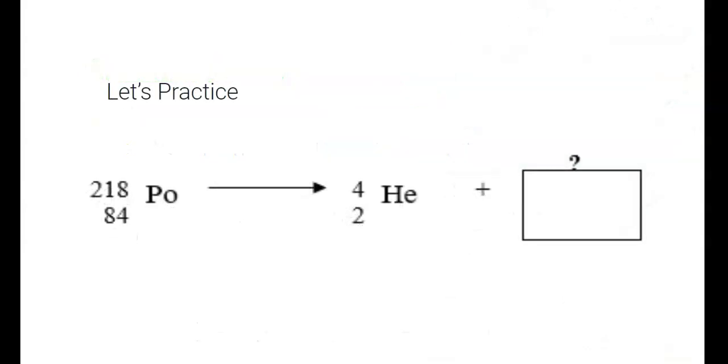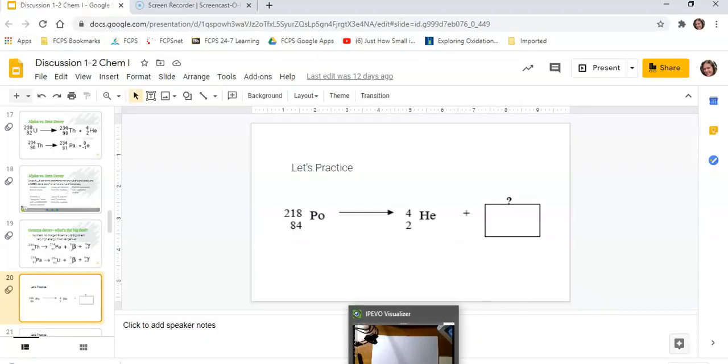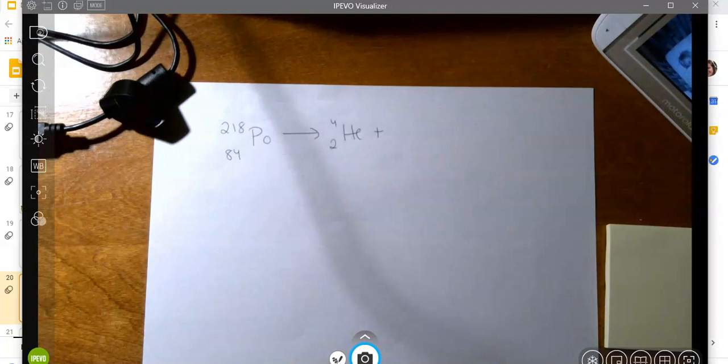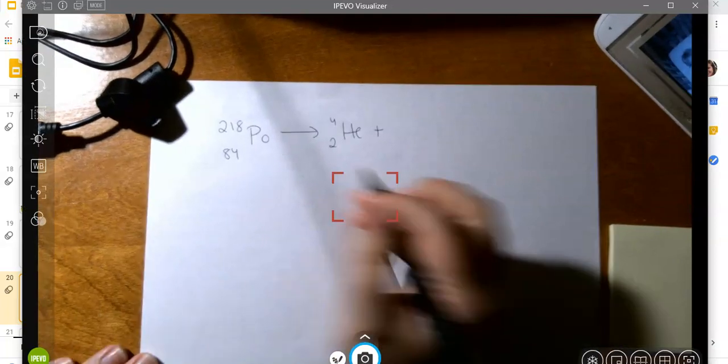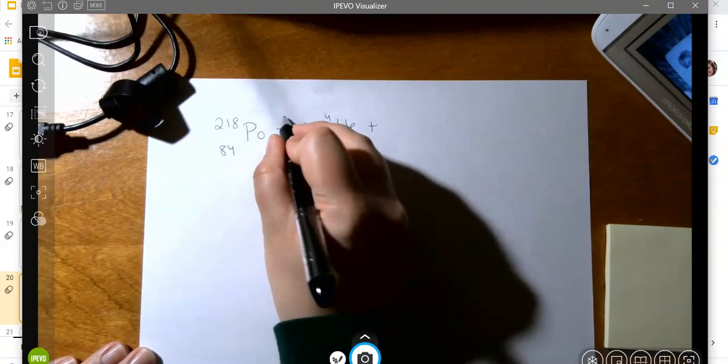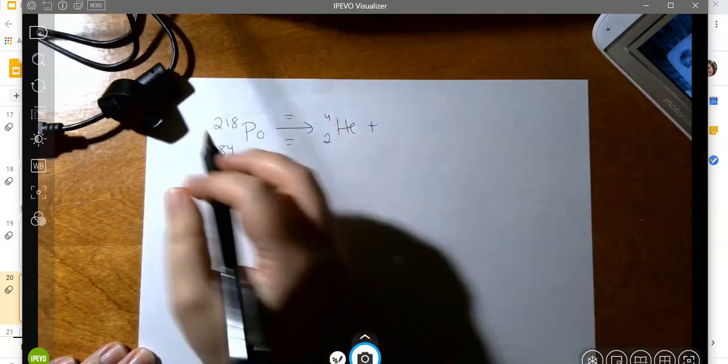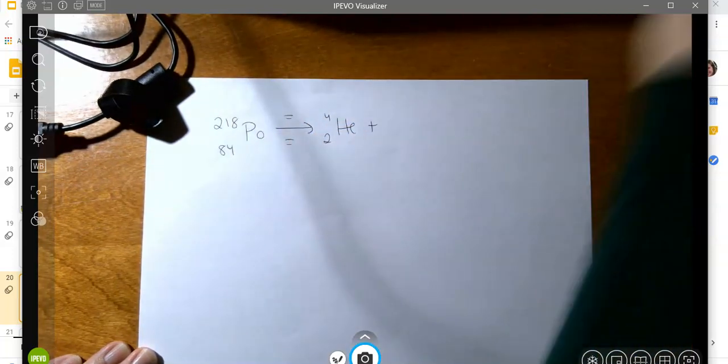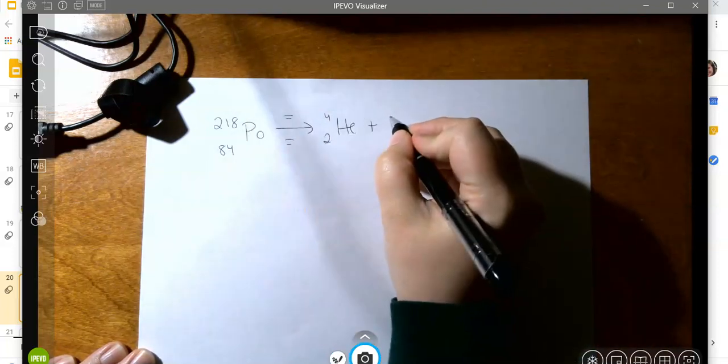Okay, so let's talk about balancing these nuclear equations. Now, when I'm trying to find the missing particle here, I'm actually going to go to my document camera. So I have 218 as the mass number of this isotope of polonium, and it decays by alpha decay. So when I'm trying to find the missing number, remember that we're treating this arrow as if it's an equal sign, right? So 218 has to equal 4 plus something else here.